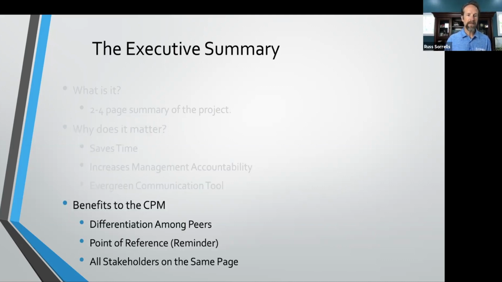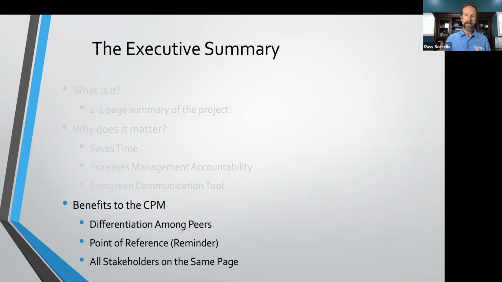All right, so the benefits to the CPM. It differentiates you amongst your peers. So if you use this tool, it will differentiate you amongst your peers. The reason is because you're providing your management with a useful set of information. And this is going to help them manage the business better. So if you are doing that, that's called managing up at some level. So you're going to provide that information. It's going to differentiate you because nobody else is going to do this.